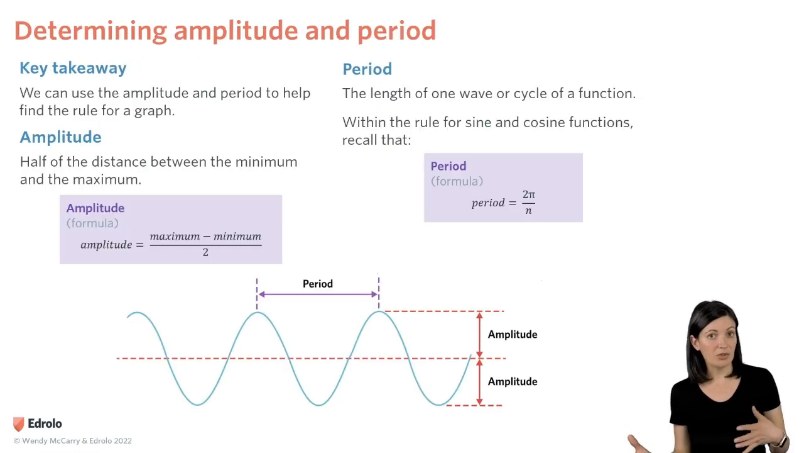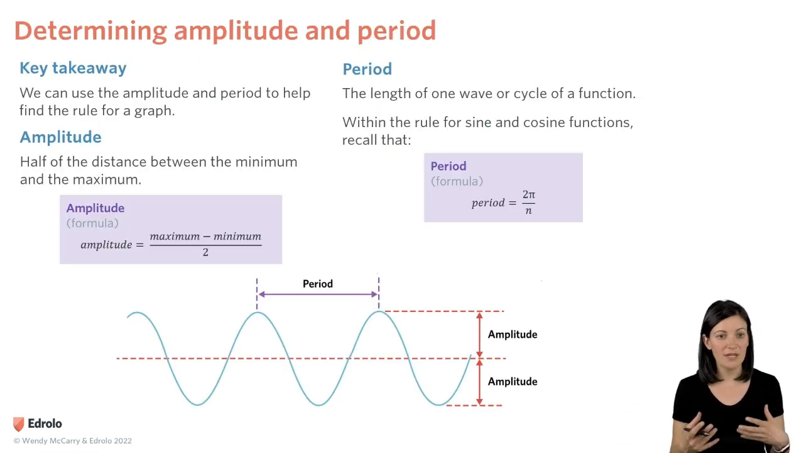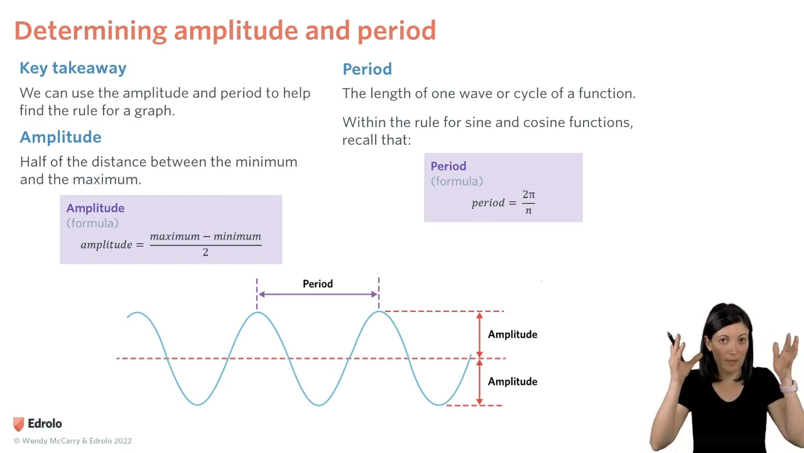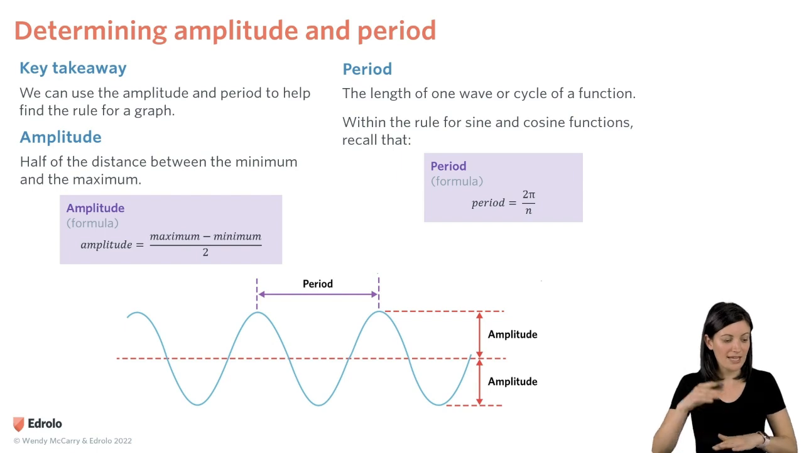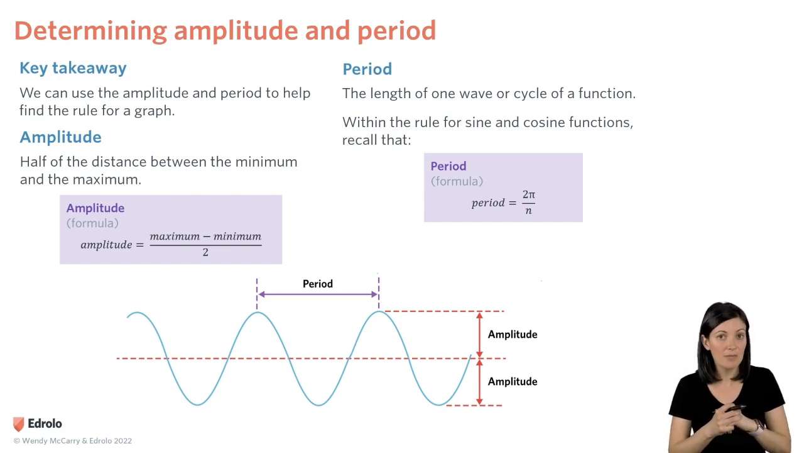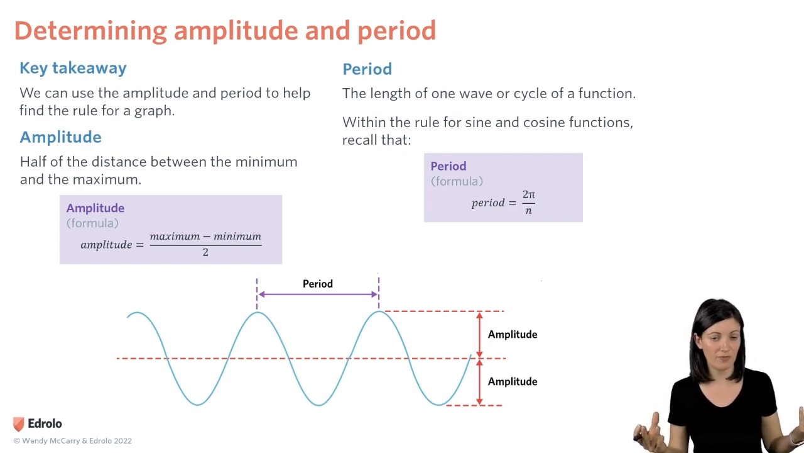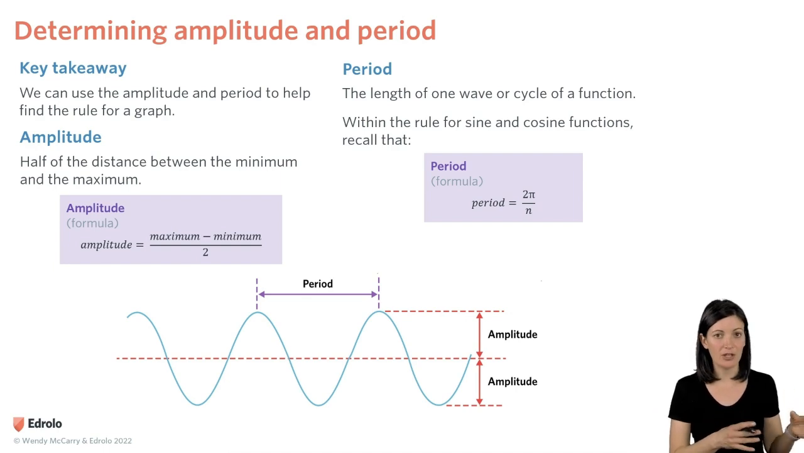So if we know the amplitude and the period of a graph, it can help us to find the rule for that graph. Okay, so just a reminder for us, the amplitude is half of the distance between the minimum and the maximum points of a curve. And we can use an equation for this to determine the amplitude. And that's just the maximum value minus the minimum value divided by 2.